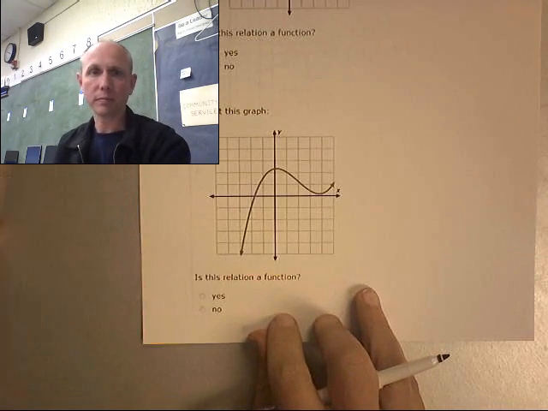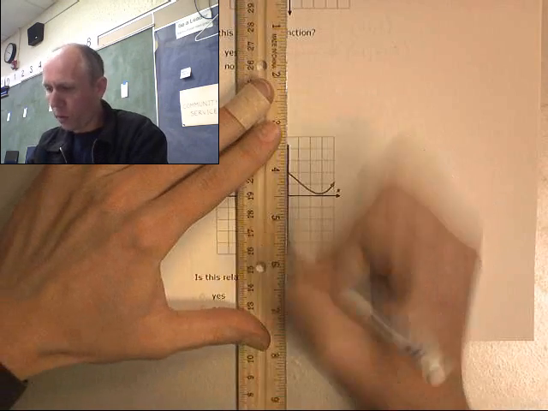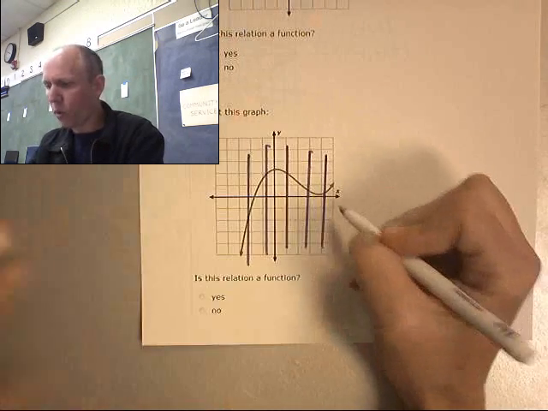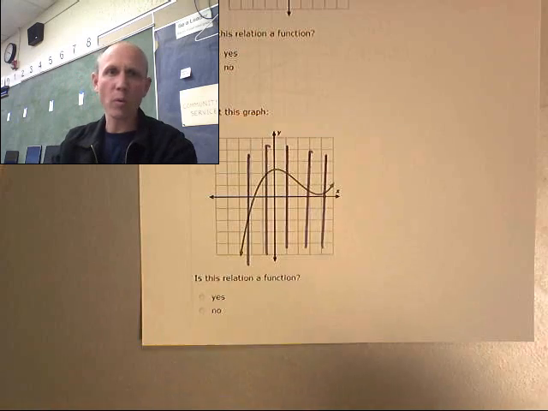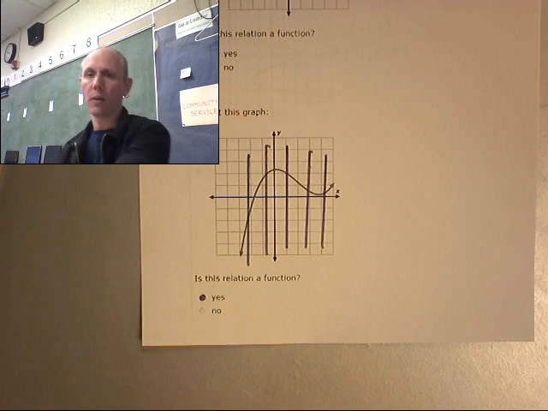How about this guy? Oh, vertical line. 1 point, 1 point, 1 point all the way across? Yes, this is a function. All right.